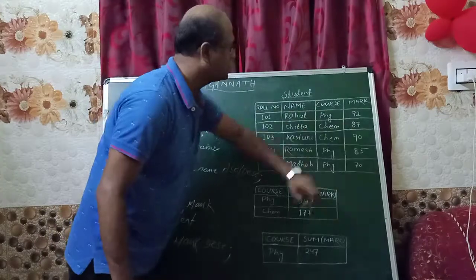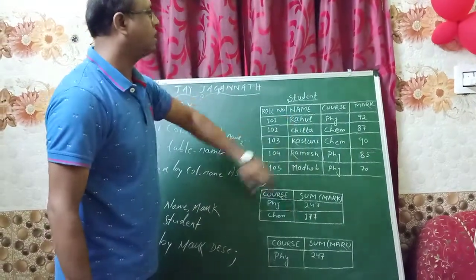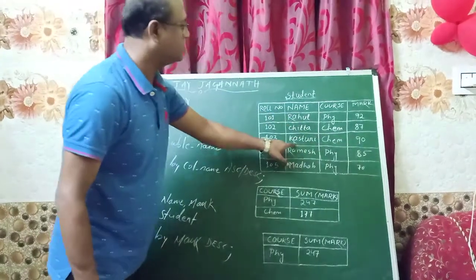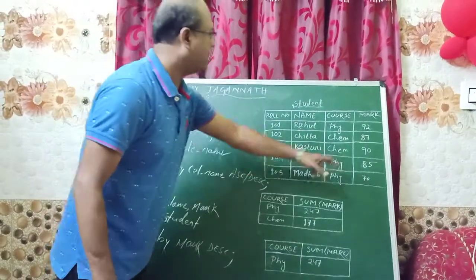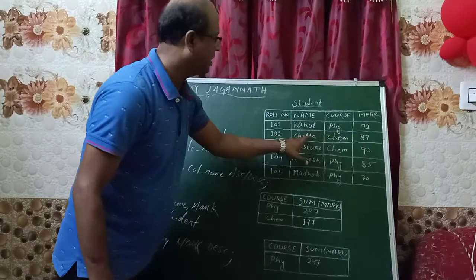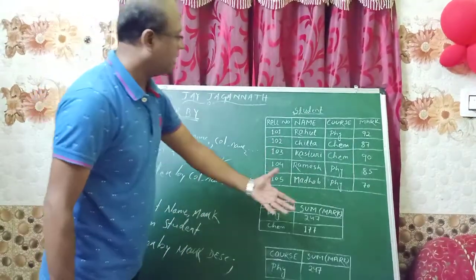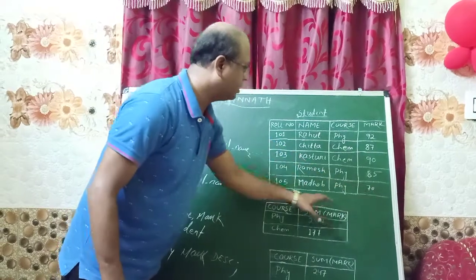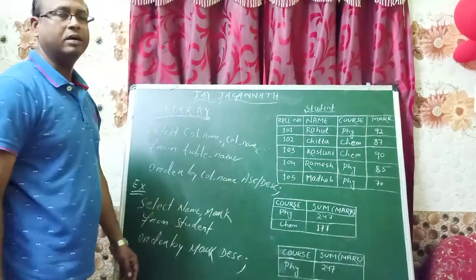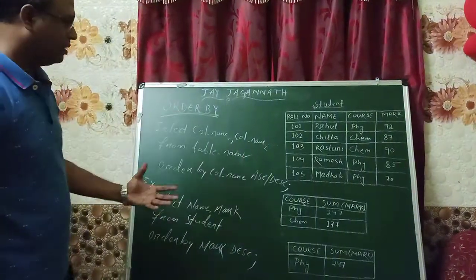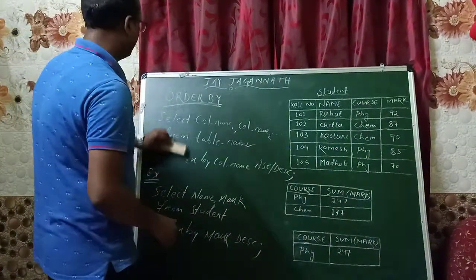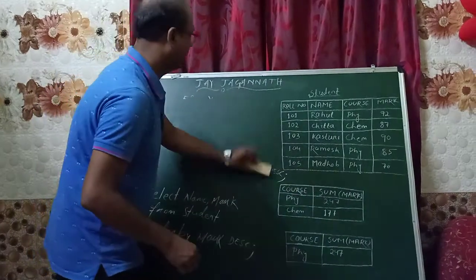First will come 92, that is Rahul. Then it will come 90, that is Kasturi. After that 87 will come, and the name is Sita. Then 85 will come, then Ramesh, and last one you can find 70, that's the name Madhav. The result of this query will be like this.